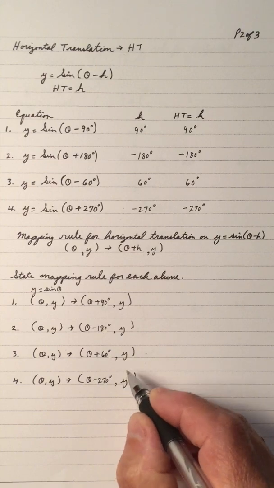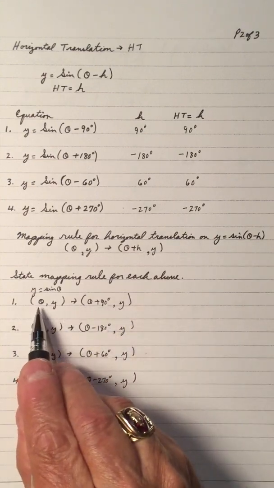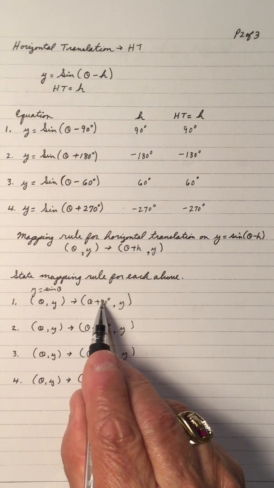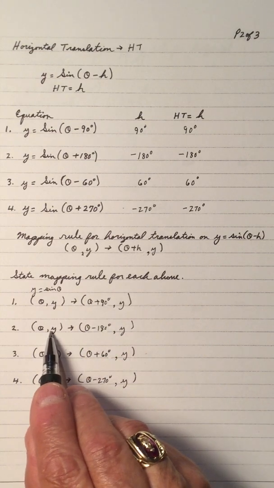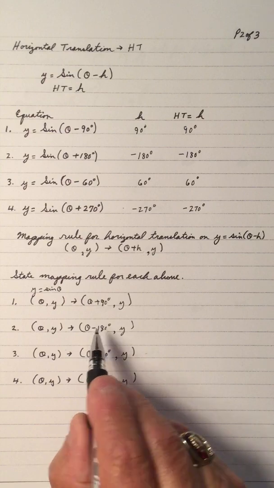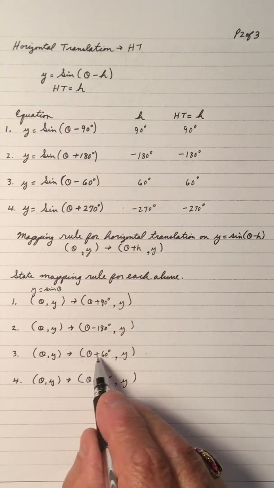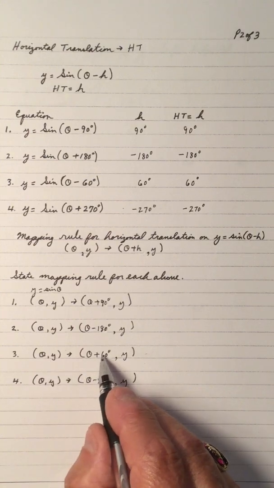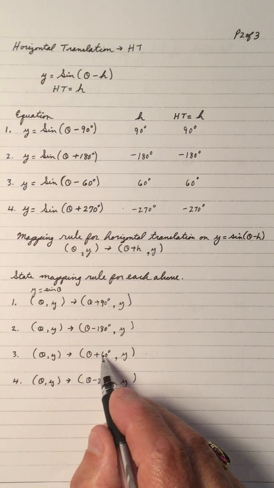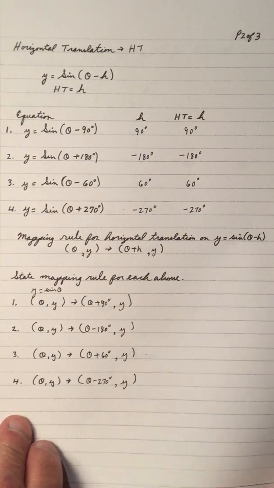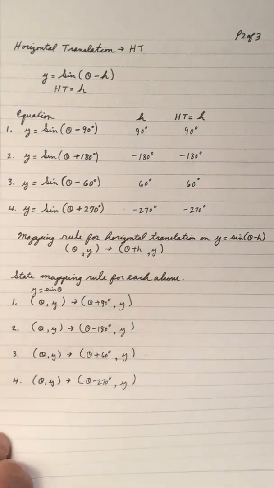Notice theta going to theta plus 90, you're adding 90 on, so it's moving 90 degrees to the right. You're subtracting 180, so it's moving to the left 180. Here you're adding on 60 to theta, so it's moving to the right 60. And this one is a minus 270, so it's going to the left. Let's continue.